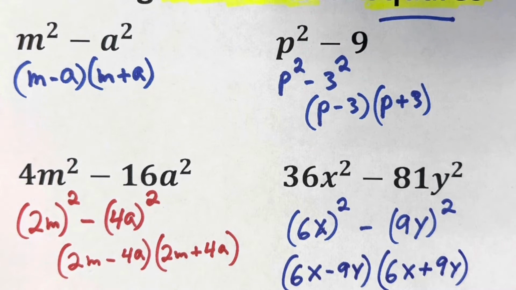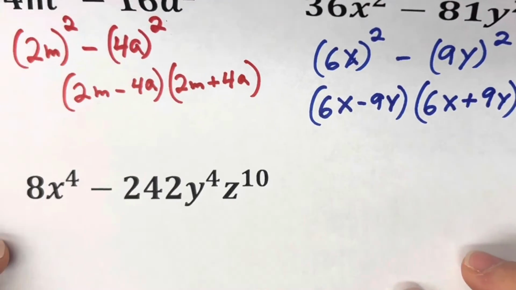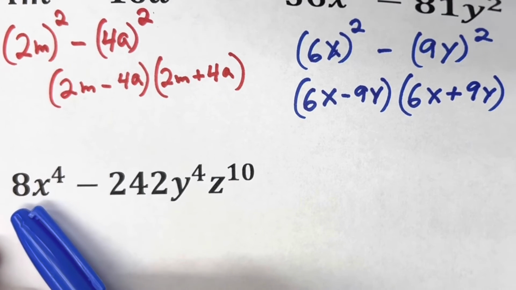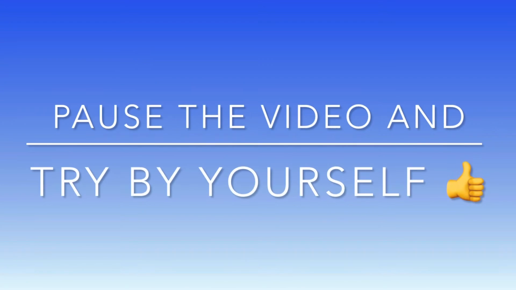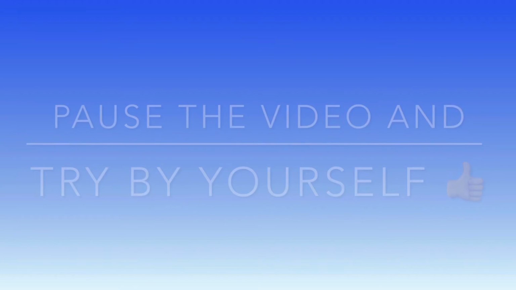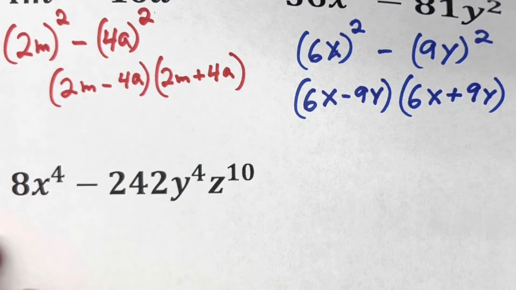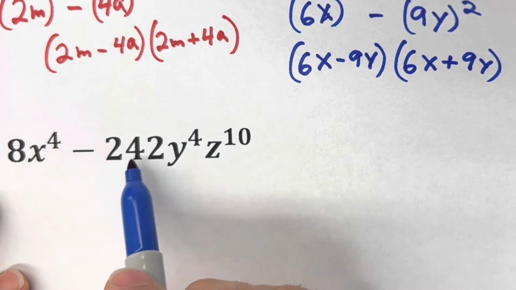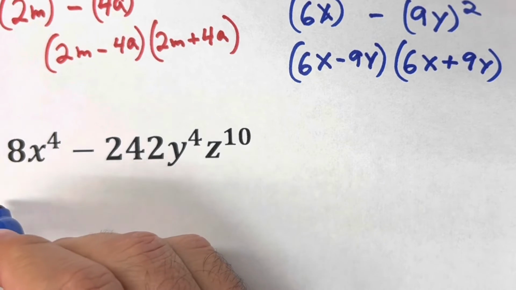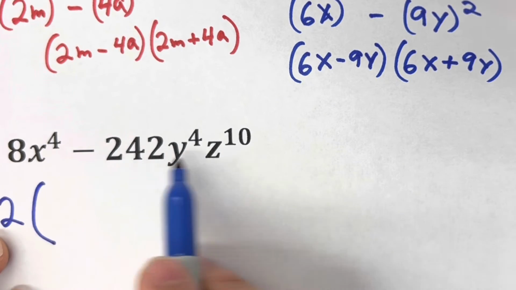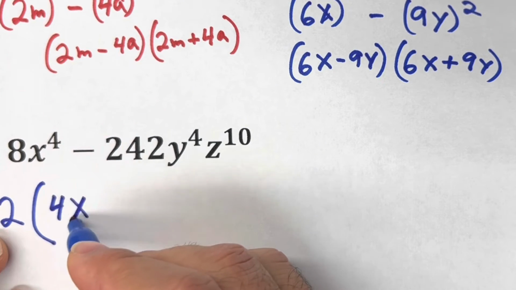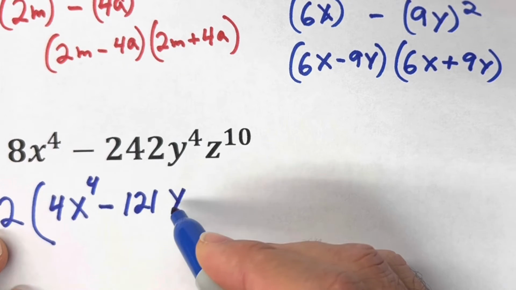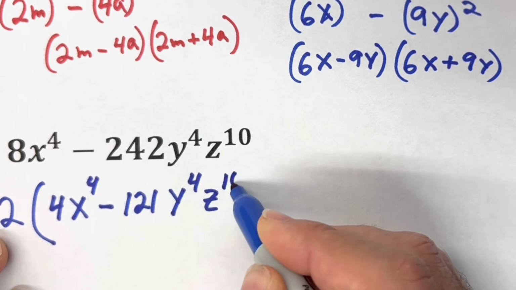Okay, let's do one more example. This example is a little bit more challenging because 8 is not a square number. So in this exercise, I have to do 2 steps. Step number 1 is I need to factor out a 2. So I put a 2 outside, and then I have inside 4x to the 4 minus 121 y to the 4 z to the 10.